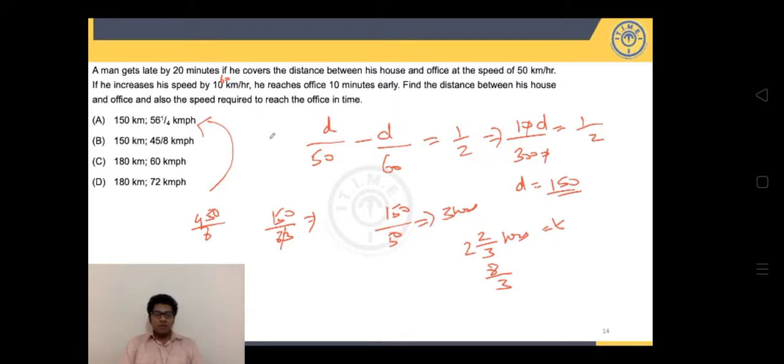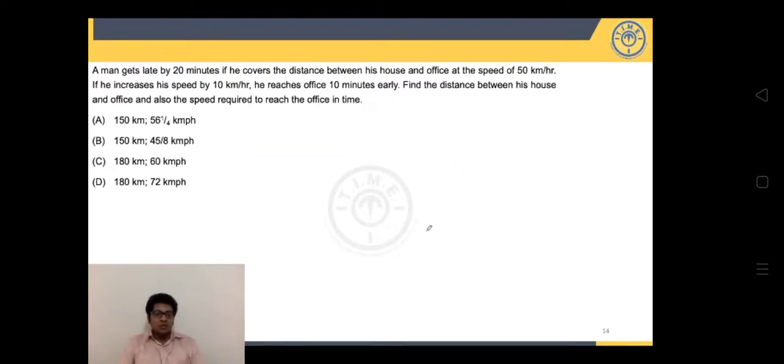So without even writing the equation and substituting, we just get the logic and do it. This is the other way of doing. Okay. The more simpler way, we have our options. Okay, let's see. A man gets late by 20 minutes if I travel at 50. Okay, so I'm getting late by 20 minutes if I travel at 50.